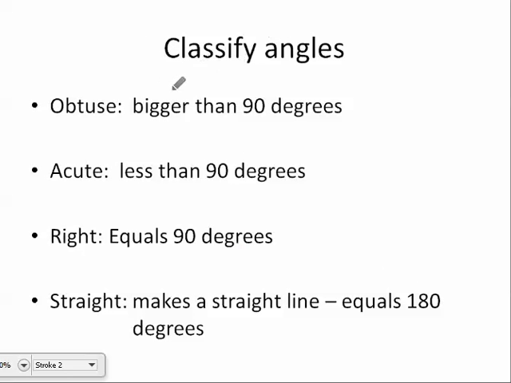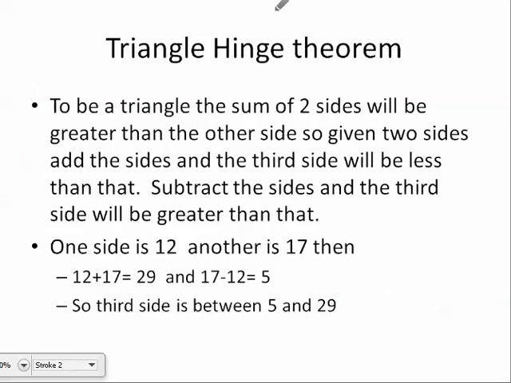When we start classifying angles, bigger than 90 degrees is obtuse. Less than 90 degrees is acute. Equal to 90 degrees is a right angle. If it's 180 degrees, it's called a straight angle. So you've got all four possibilities there.